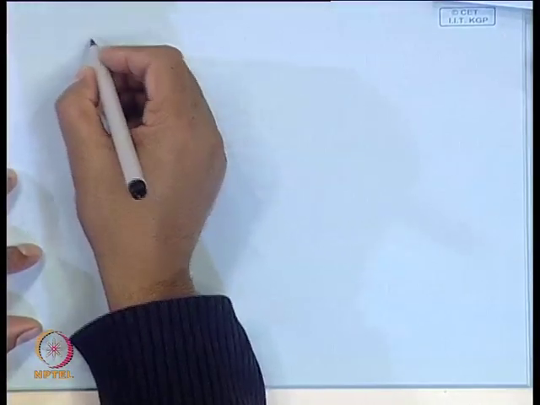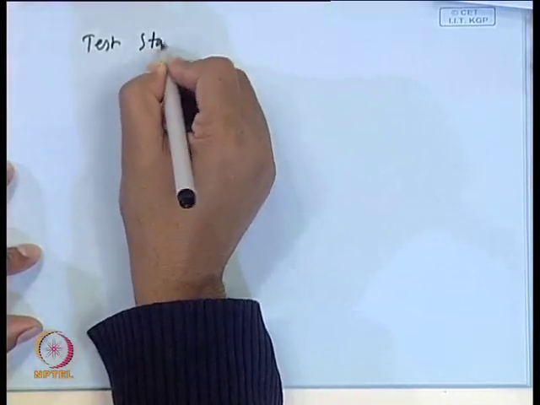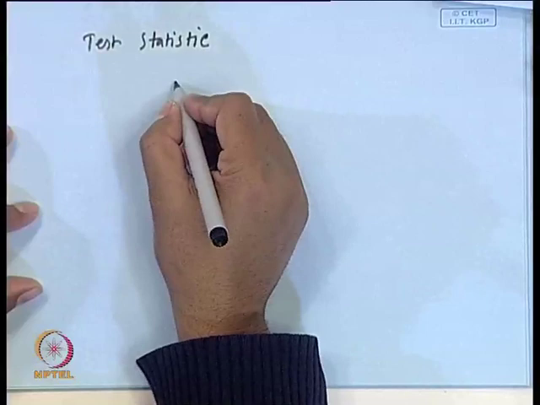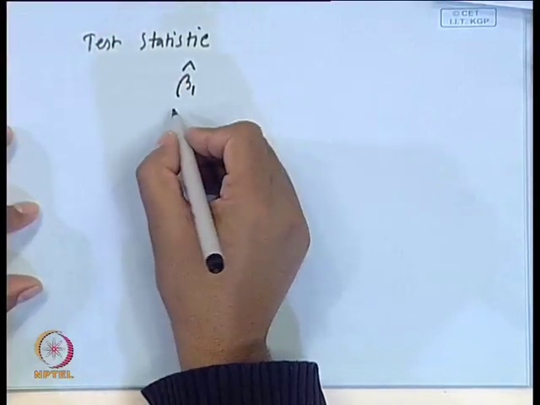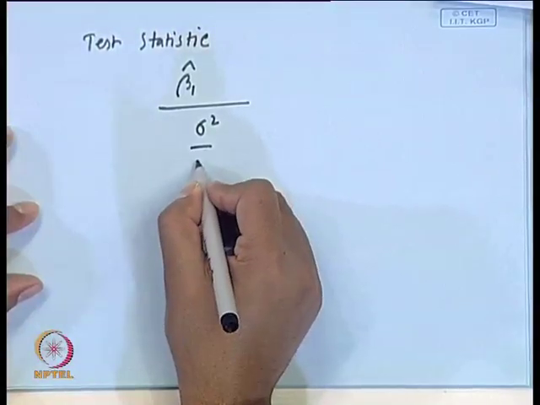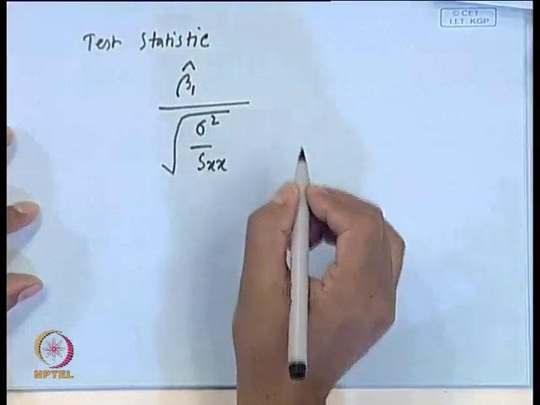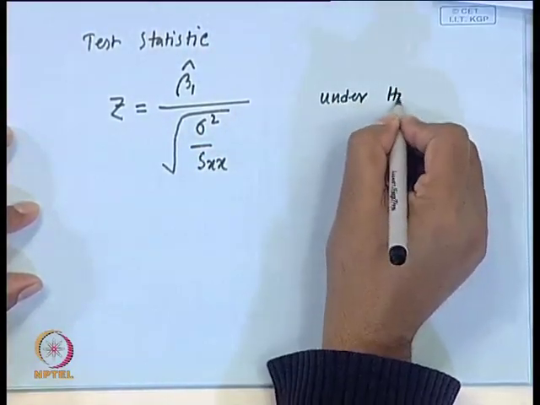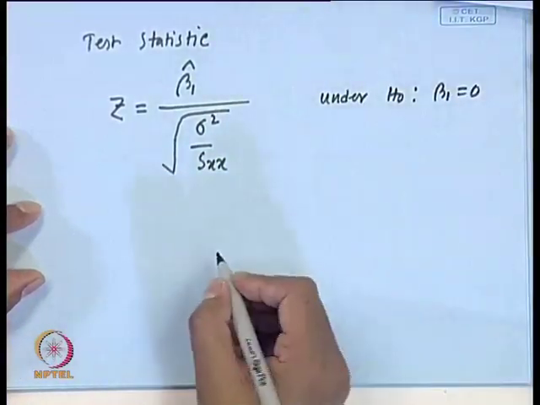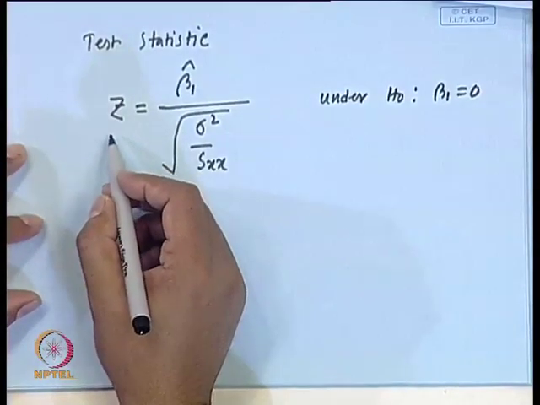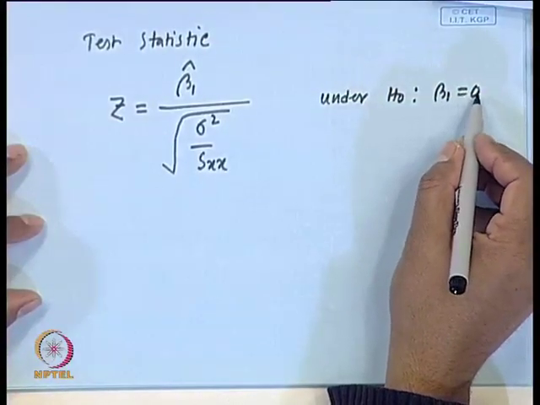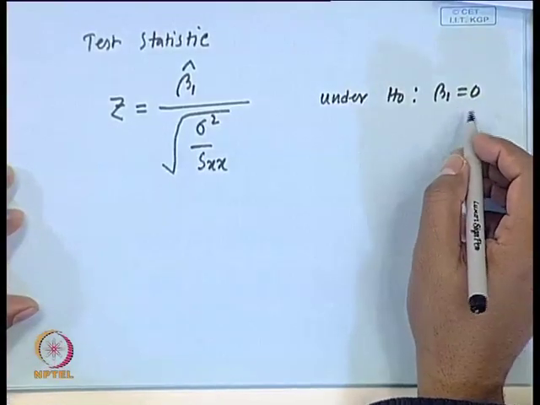And the test statistic is equal to beta 1 hat by square root of sigma square by S x x. This is the value of Z under H naught, because under H naught beta 1 is equal to 0. And this is the test statistic to test the hypothesis that H naught, beta 1 equal to 0, against the alternative hypothesis that beta 1 is not equal to 0.